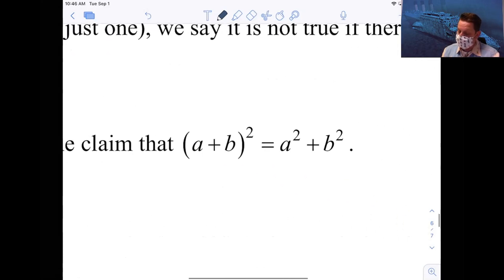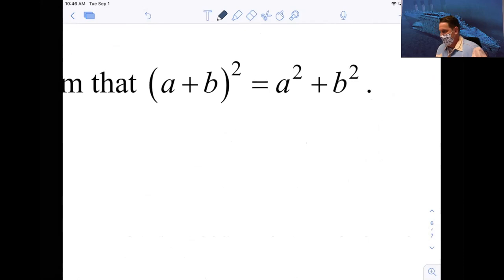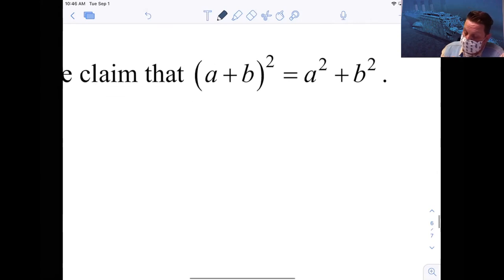Let's go ahead and do this. Provide a counterexample: (A plus B) quantity squared is not equal to A squared plus B squared. It's not. We showed that up above, right? We have to square, multiply, double square, and some people miss the middle term. So to provide a counterexample, here's what we do.